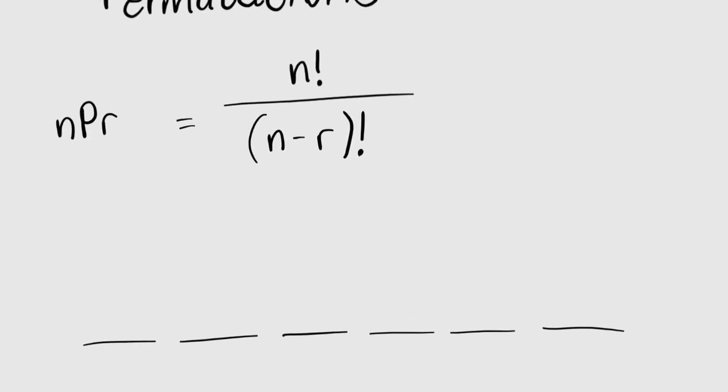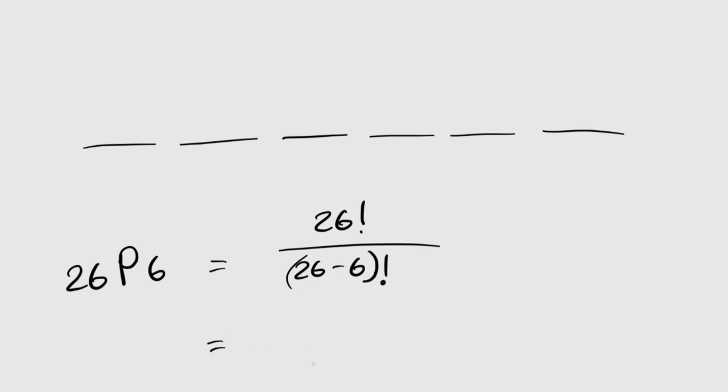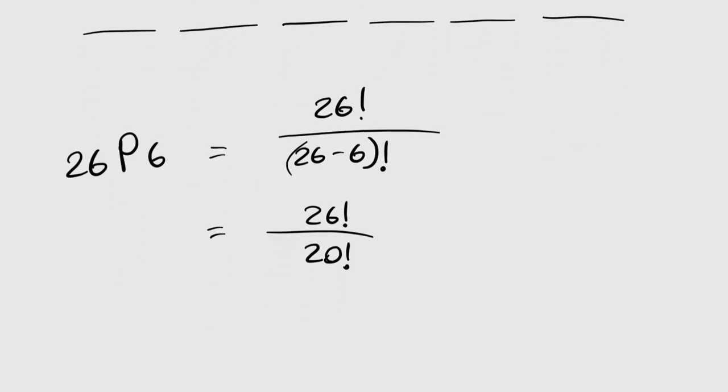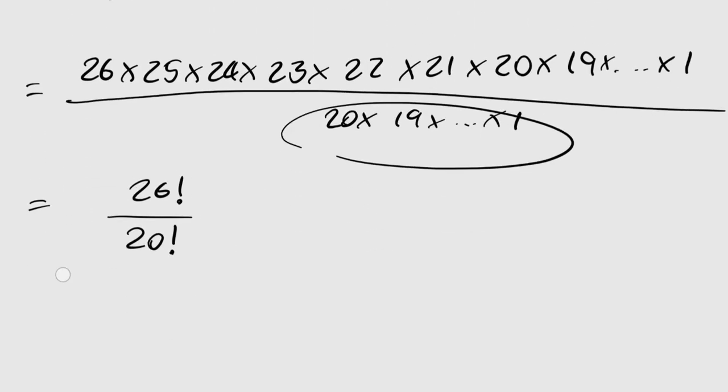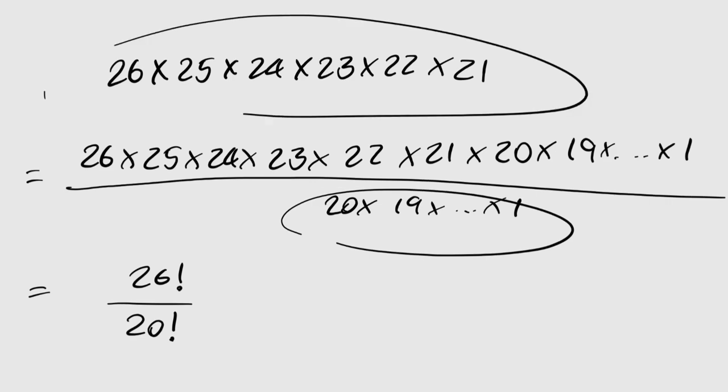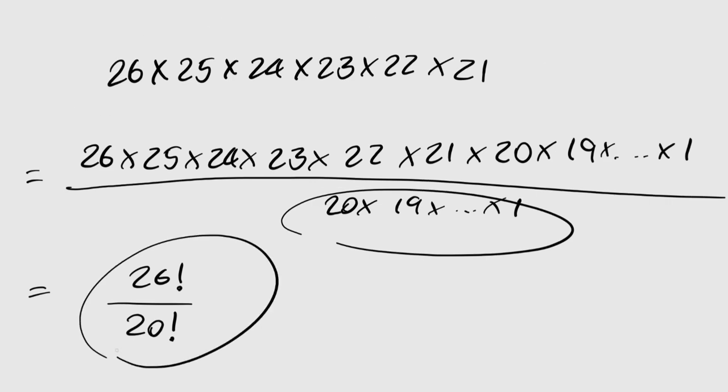So it said we want to create a 6-letter password from 26 letters, so it's going to be 26 P r, where r in this case is 6, which is equal to 26 factorial over (26 minus 6) factorial, that's equal to 26 factorial over 20 factorial. As you see, this is the exact same answer that we have over here, and as we've already shown, you can convert this answer into that, and vice versa.